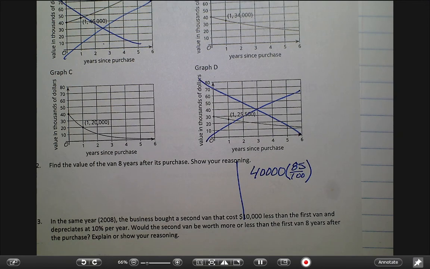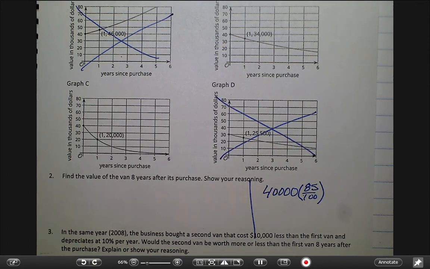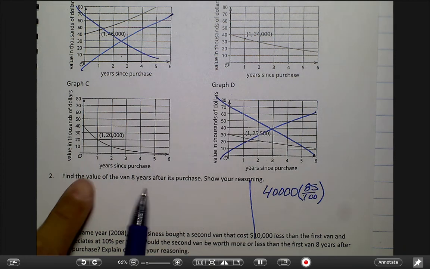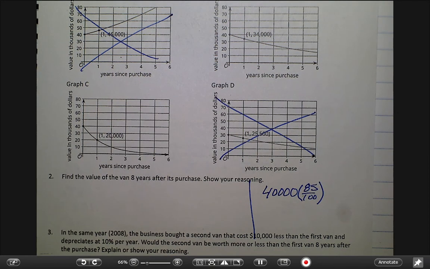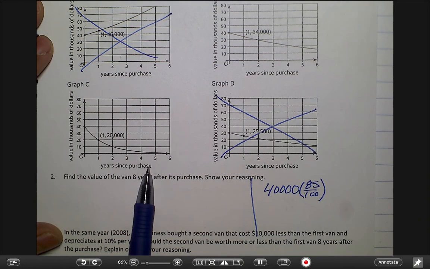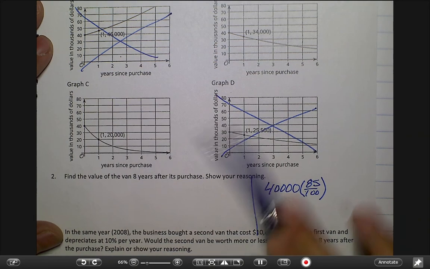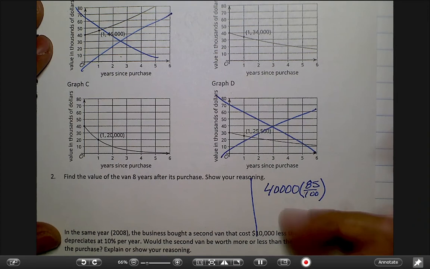Now, if you notice, we're looking at my two graphs right here. What t value did they use? Years. Okay, but what value did they use? They used 1, didn't they? Because look, it is 1 year since purchase. So the t is 1. It is 1 year since purchase, so my t is 1. So let's go ahead and put in 1 right there.